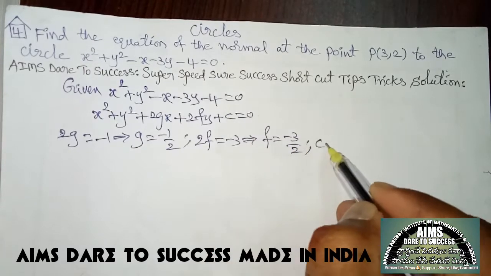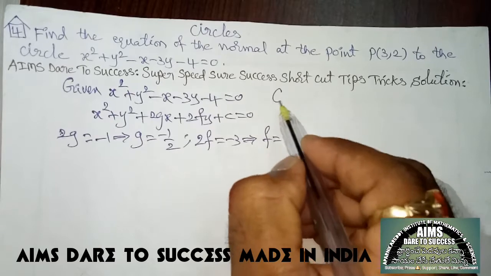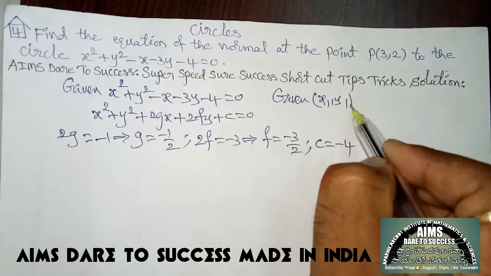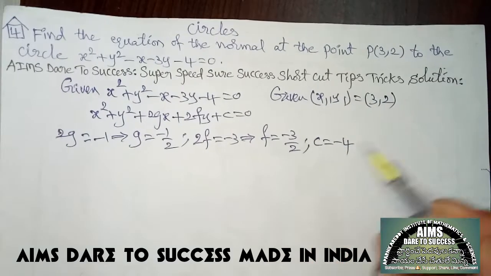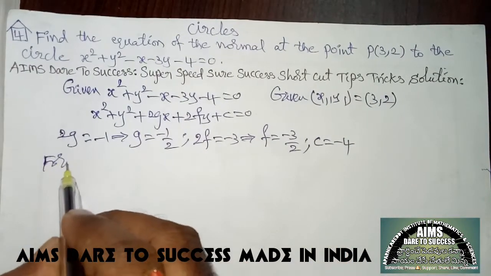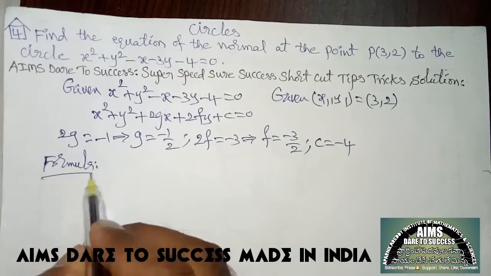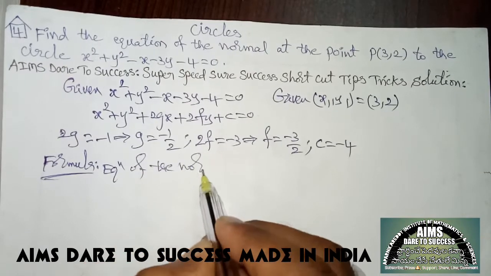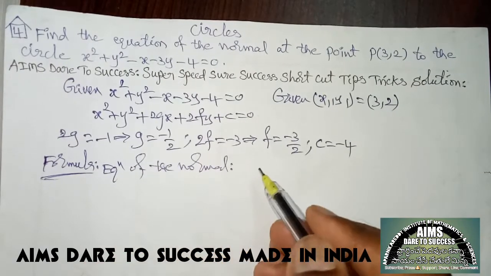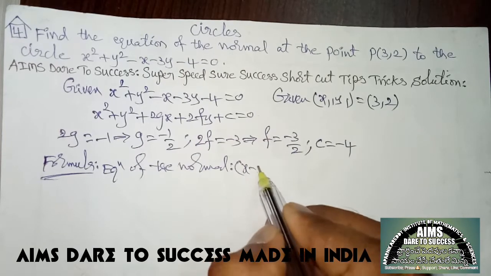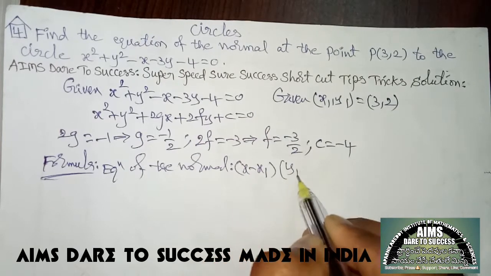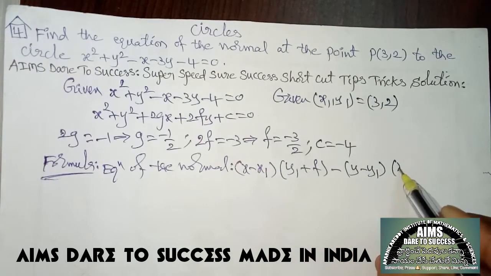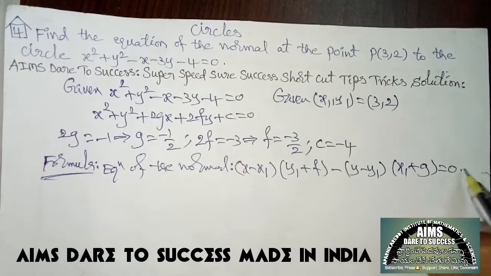At last, the constant term c = −4, and according to the given point, (x1, y1) = (3, 2). Now I want to write the simple sweet short formula. The equation of the normal is (x − x1)(y1 + f) − (y − y1)(x1 + g) = 0.